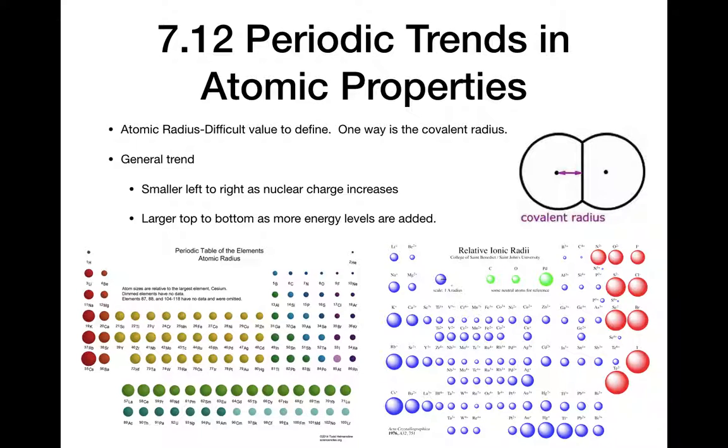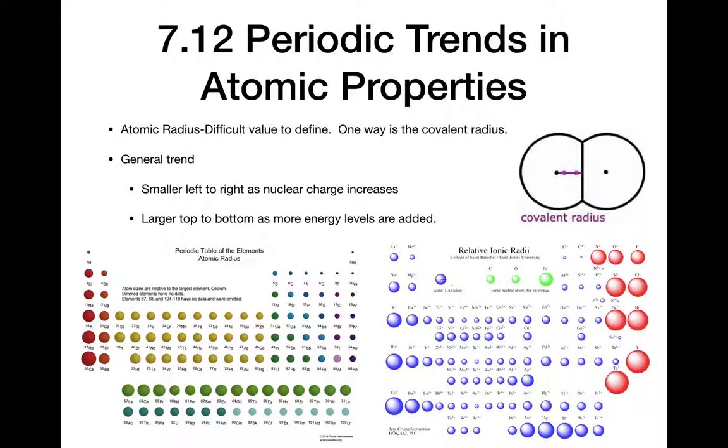So you can get a lot of information out of the position on the periodic table, but also the nuclear charge, the sublevels and energy levels that are filling up, the number of energy levels, and the shielding effect. AP loves to ask questions about the trends in the periodic table properties of ionization energy, atomic radius, ion radius, and electron affinity.